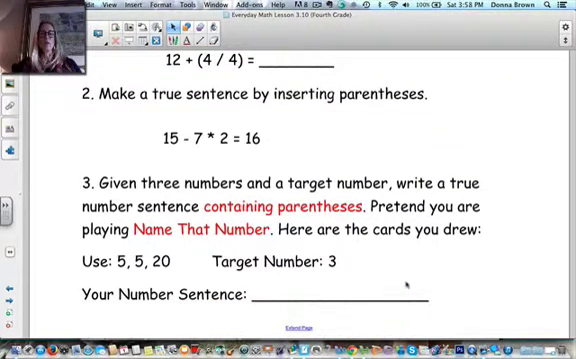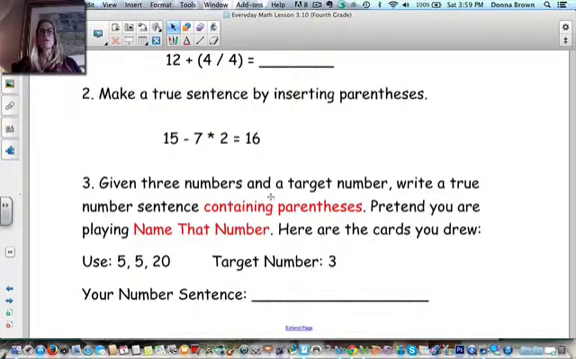And then the last one, if you remember, we've played Name That Number, in which you are given a certain number of cards, and then you're going to use different operations to come up with the target number. And usually the goal is to try to use as many of your cards as possible. Well, this one's a little bit different. You're only given 3 cards. Those 3 cards are 5, 5, and 20. Those are the 3 numbers you have.